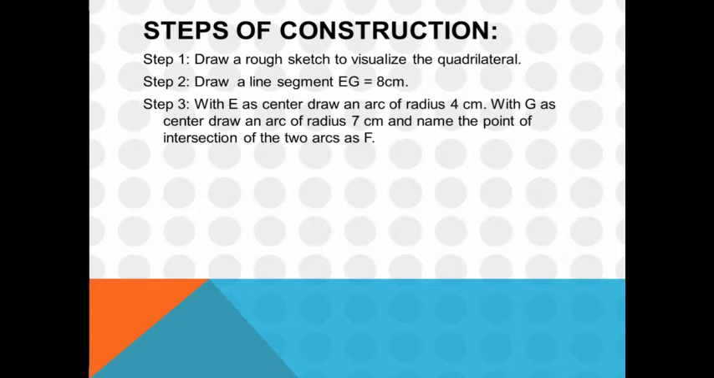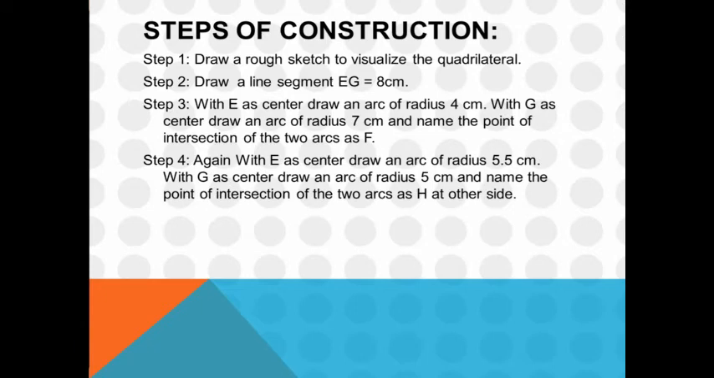With G as center, draw an arc of radius 7 cm and name the point of intersection of the two arcs as F. So supposedly we are drawing a triangle right now in which three sides are known. So we are using the SSS criteria for constructing this triangle.